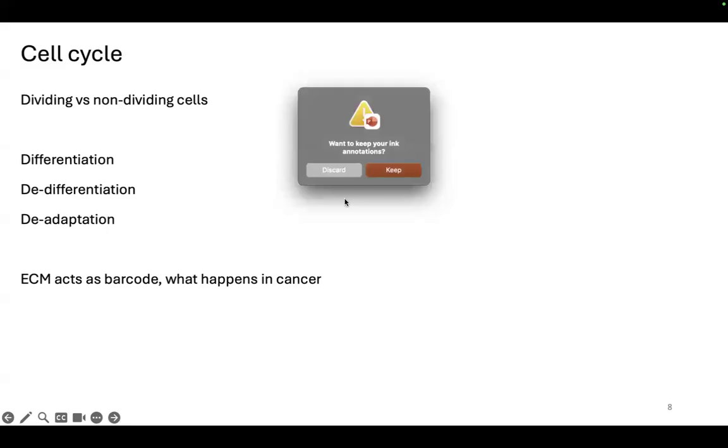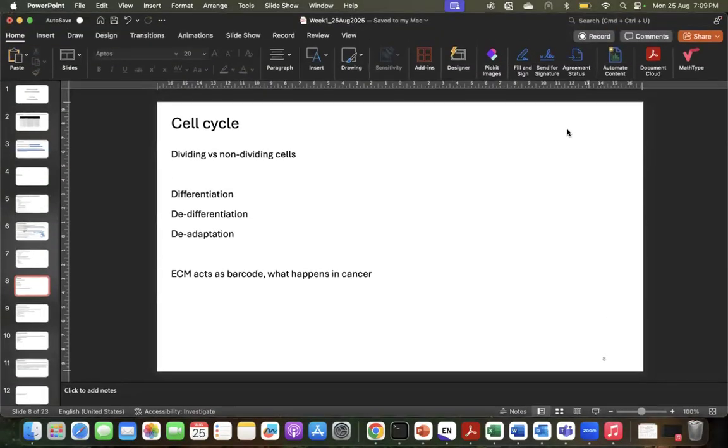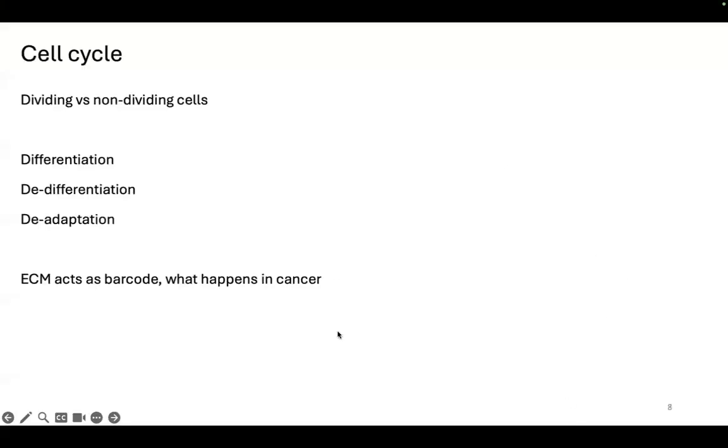How far along are we? Just checking the time. Okay, 7:10. We have plenty of time.